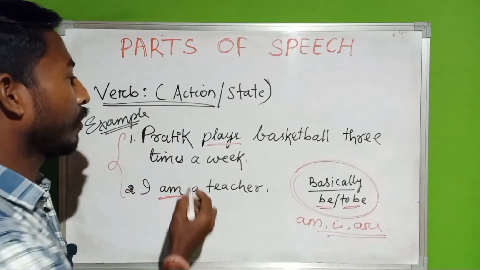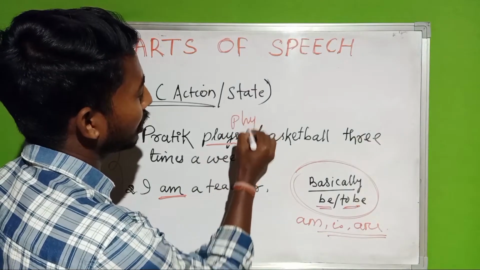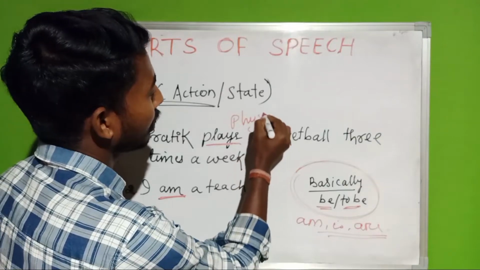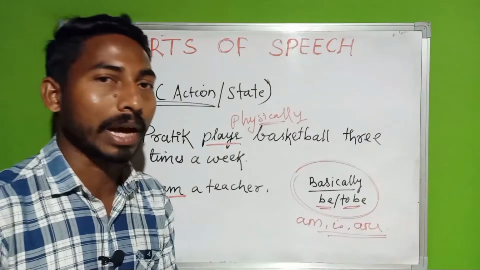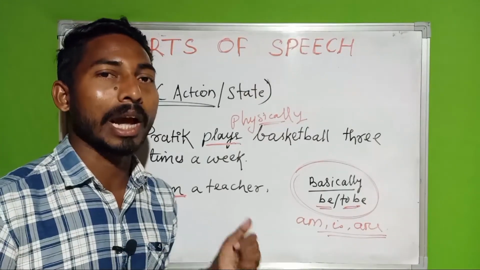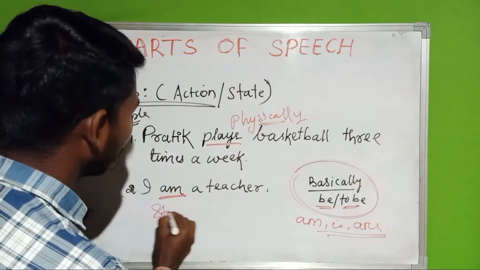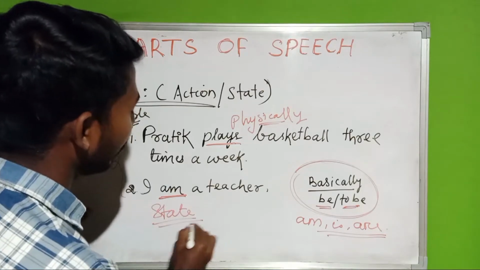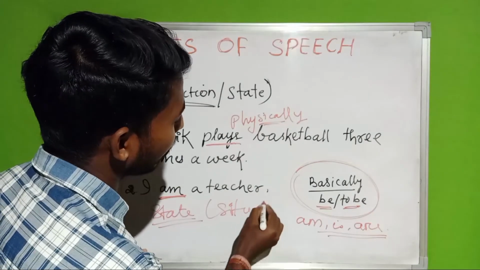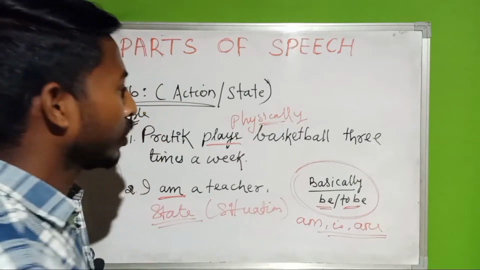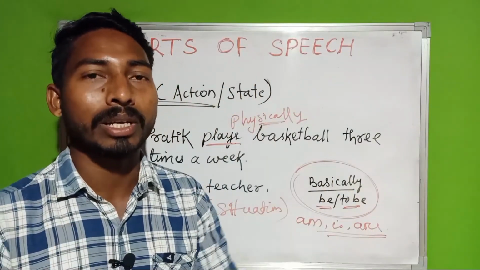Now here in the first one, the action of playing is being done physically. In the second one, there is no physical work done. I am a teacher. So this kind of sentence is called a static sentence, or state, or it creates a situation. A situation is created here that I am a teacher. So in this way we know that a verb always talks about actions or static states.